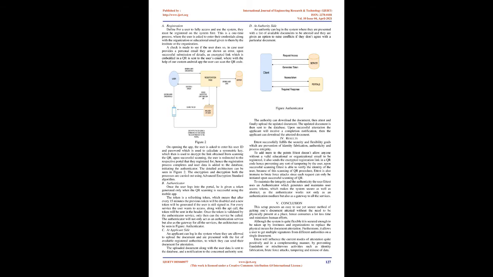A. Registration. For a user to fully access and use the system, they must be registered on the system first. This is a one-time process, where the user is asked to enter their credentials along with the organization or educational email given to them by the institute or the organization. A check is made to see if the user does so. In case the user provides a personal email, they are shown an error. Upon successful submission of details, an encrypted link which is embedded in a QR is sent to the user's email, where with the help of our custom Android app the user can scan the QR code.